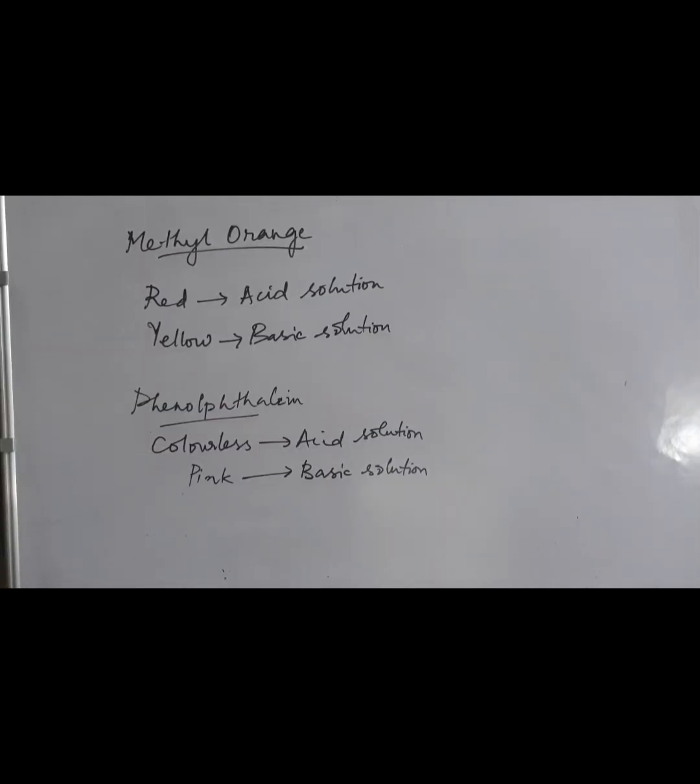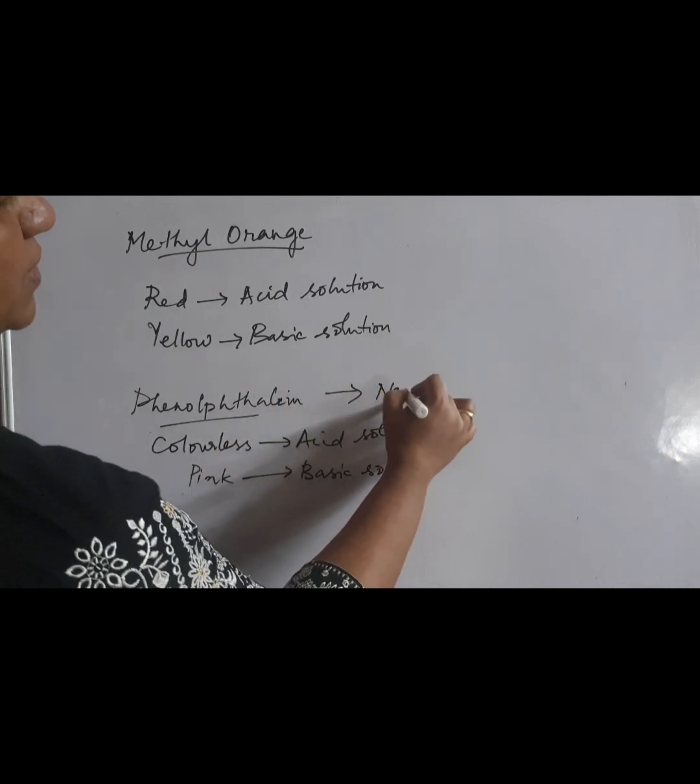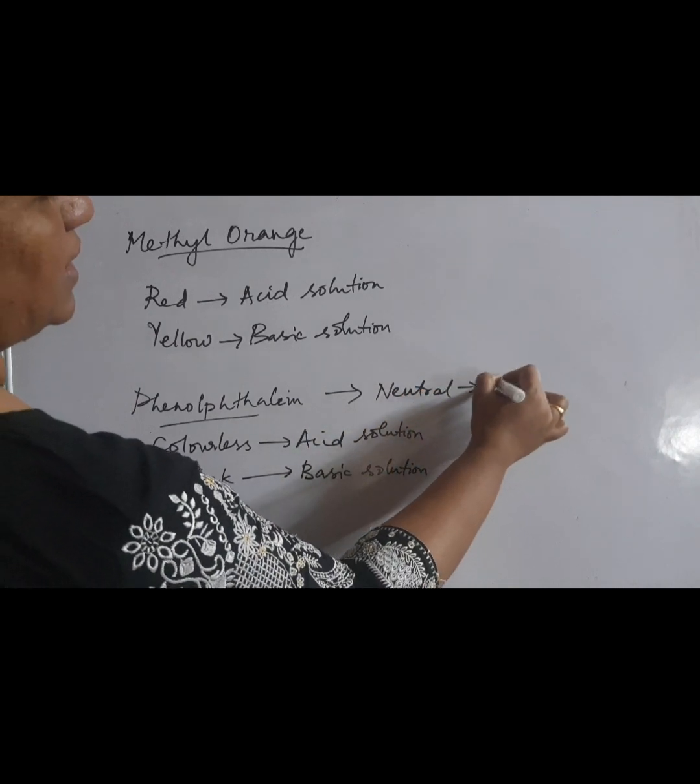So quickly we'll learn two more indicators, that is methyl orange and phenolphthalein. So methyl orange, the color will be orange, and in acid solution it will be red in color, in basic solution it will be yellow in color. Coming to phenolphthalein, it will be colorless in acid solution and it will be pink in basic solution. And in neutral solution, it is colorless.